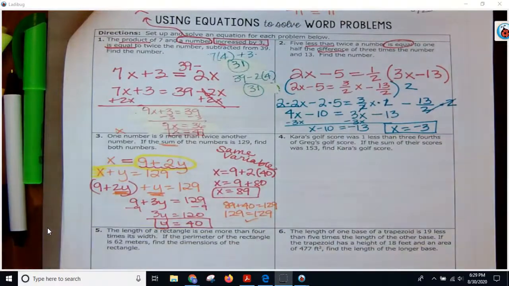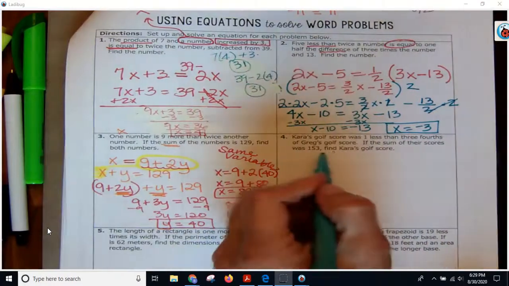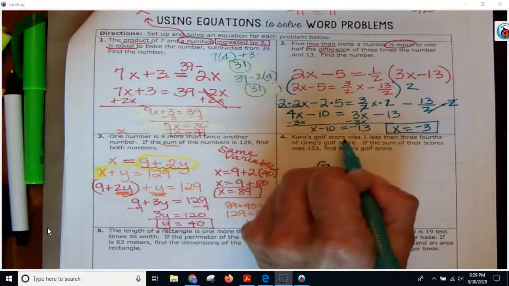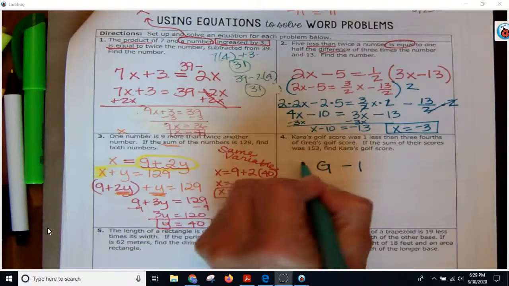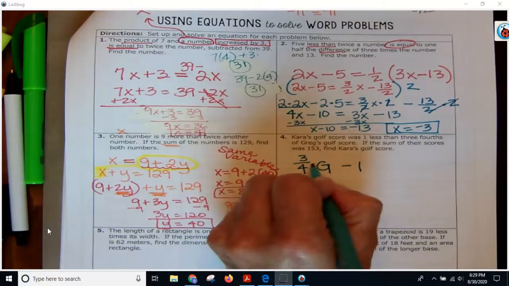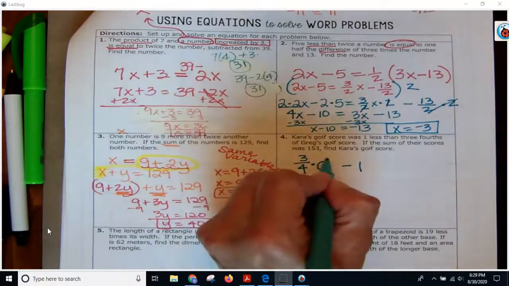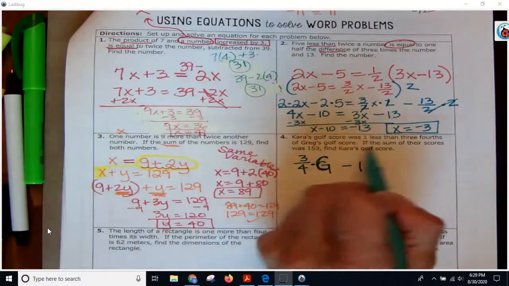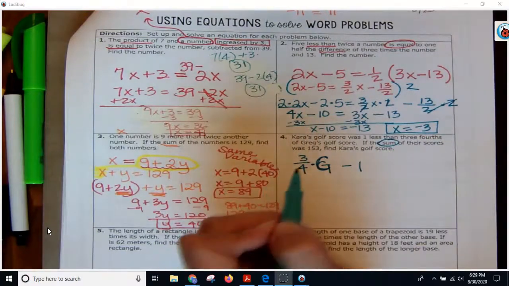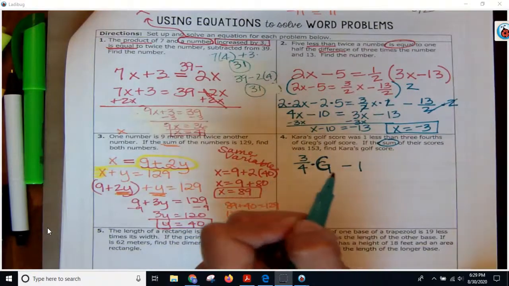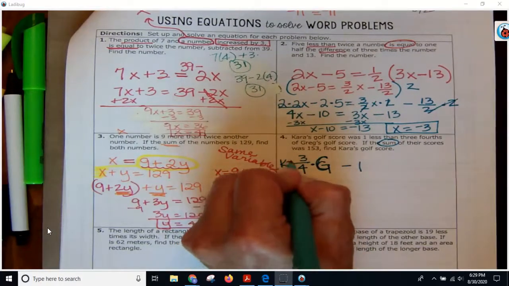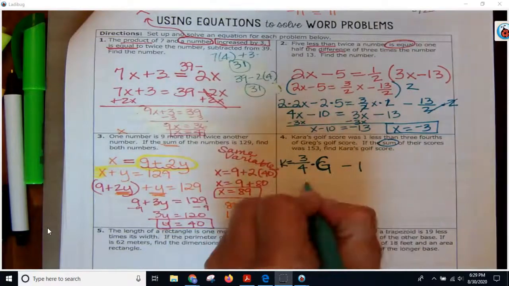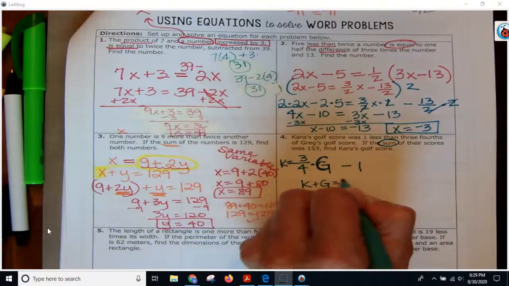All right, Kara's golf score was 1 less than 3/4 of Greg's golf score. So Kara's golf score was 1 less, minus 1, than 3/4 times Greg's. That looks like the G is in the denominator, but it's really in the numerator. Okay. If the sum of their scores was 153, find Kara's golf score. So we know that Kara's golf score equals 3/4 of Greg's minus 1. And we know that Kara plus Greg equals 153.